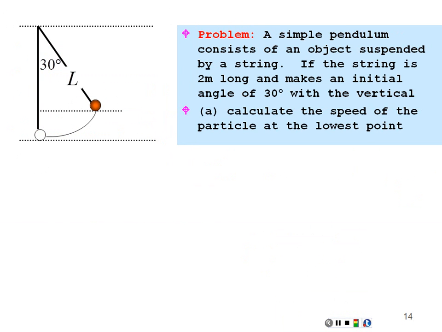Let's actually try it out on a pendulum. A simple pendulum consists of an object suspended by a string. If the string is 2 meters long and makes an initial angle of 30 degrees with the vertical, calculate the speed of the particle at the lowest point. Take a look at a pendulum. And we want to find the speed of this pendulum as it comes down like this.